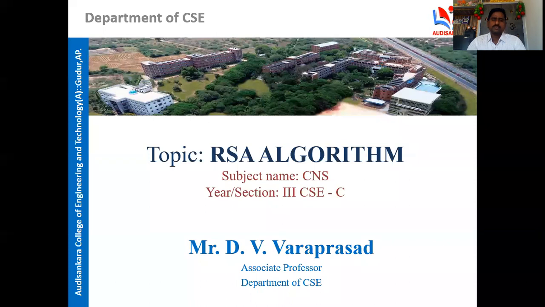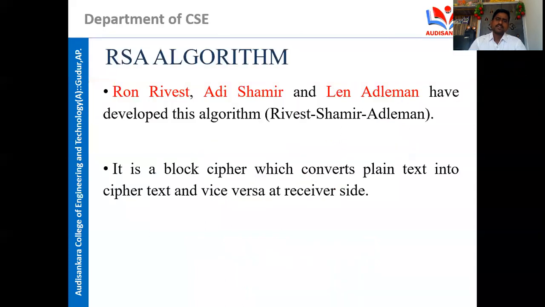Today we are going to discuss the RSA algorithm from Unit 3. Let us see the introduction. This RSA algorithm was developed by Ron Rivest, Adi Shamir, and Len Adelman. From their names, the first characters R, S, A, they gave the algorithm the name RSA algorithm.